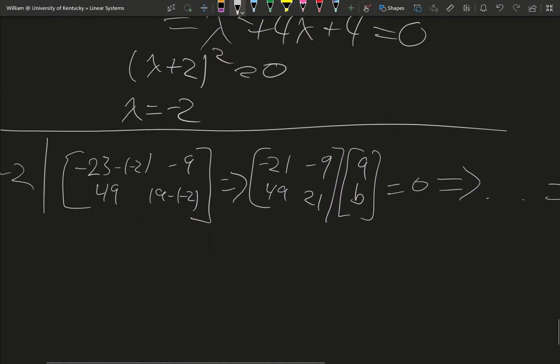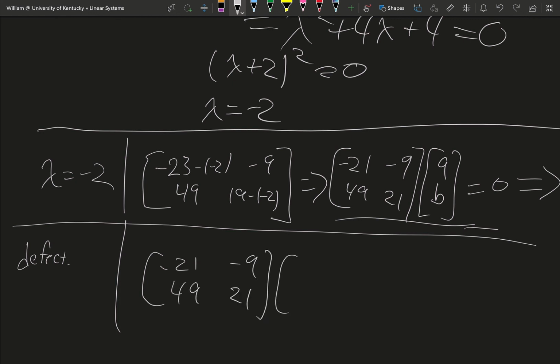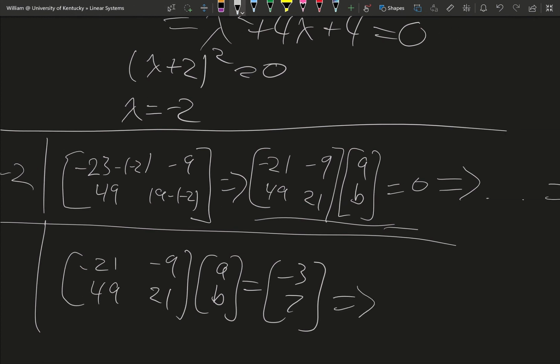Okay, so that part's the same as before, but now we have a defective eigenvalue, so we need to find our generalized eigenvector. So what we do is we take this same equation and we set it equal to the answer we just got, which was negative 3 and 7. This one you do want to avoid using the C1. It's just going to make things more complicated. Now we need to find any solution for this.